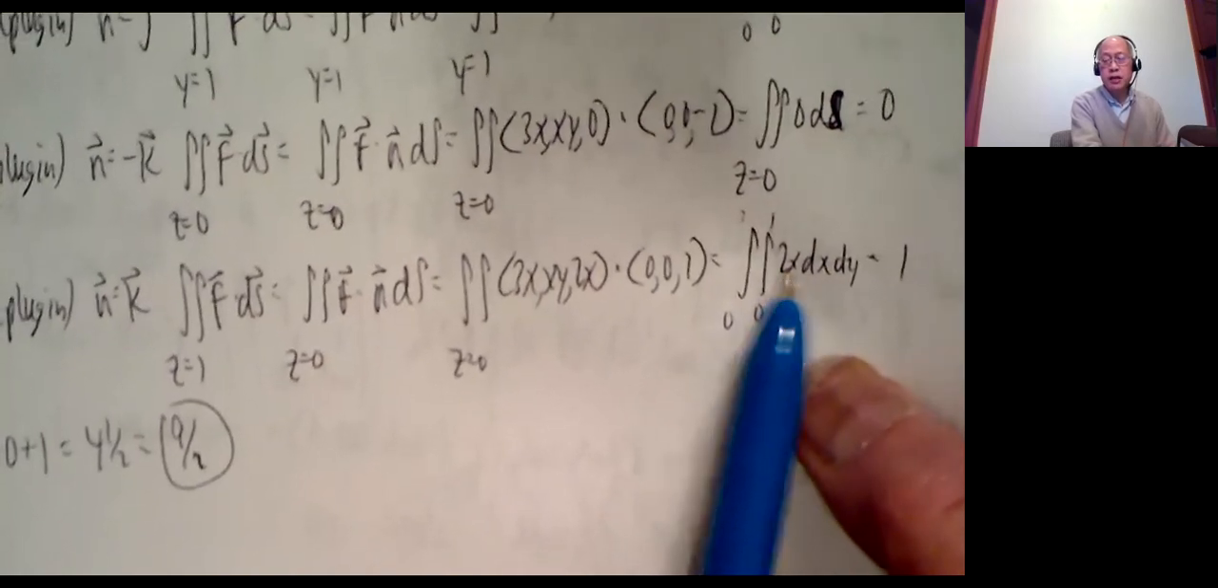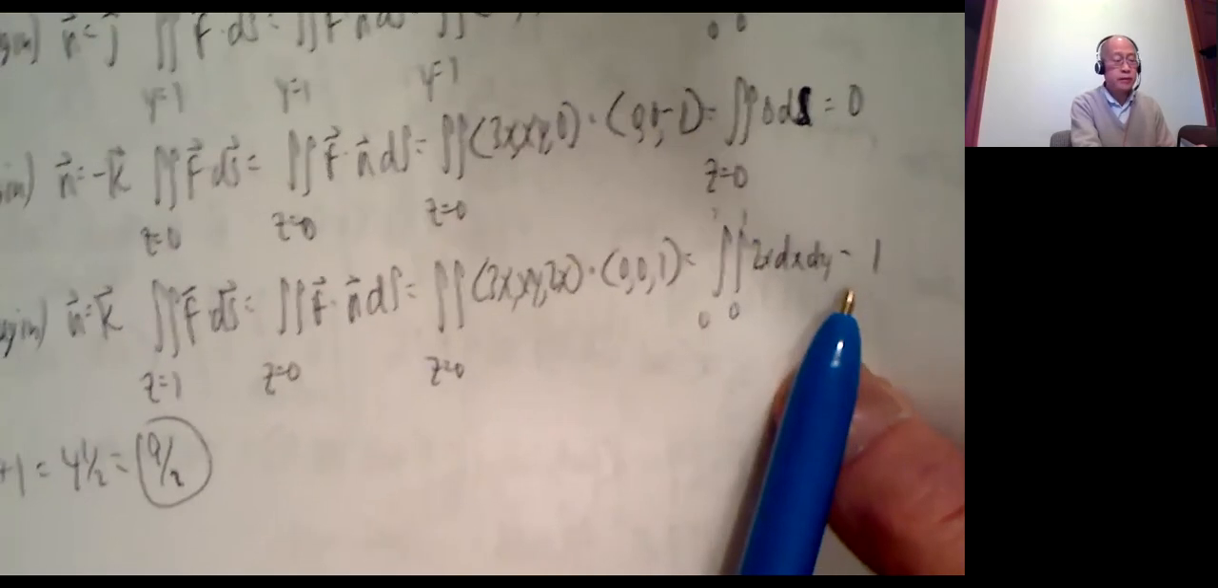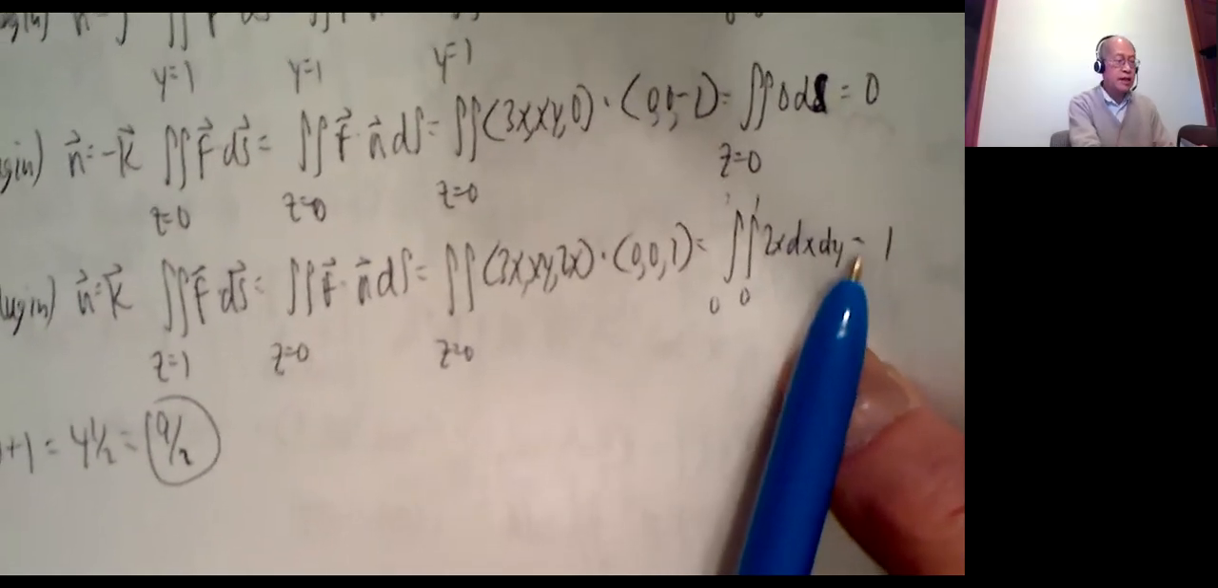This does not depend on y. Take out the length of the interval, 1. The integral of 2x is x squared, from 0 to 1, I get 1. So think of it as 1 unit going out the top.